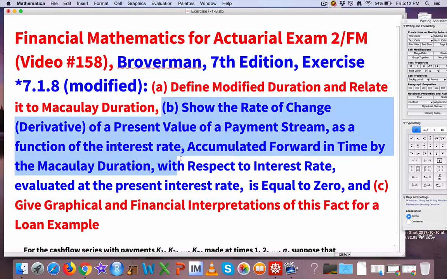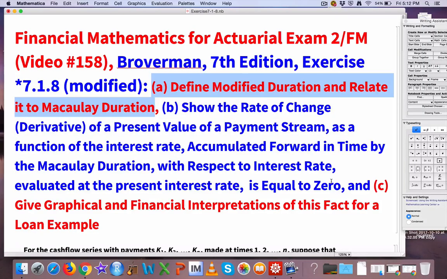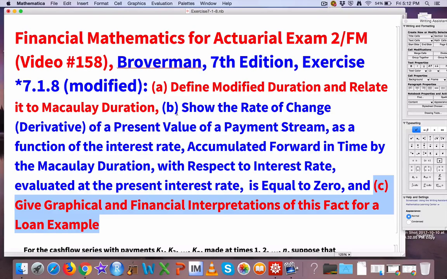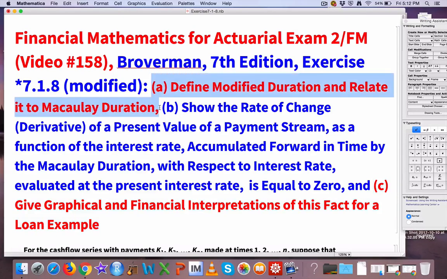It's part B that's really the only thing that you'll see in Broverman's book in the problem description, so I've added parts A and C here. But to do part B, we need to talk about a new concept, something called the modified duration, and we need to relate it to the Macaulay duration to help us do part B. We are going to be thinking about this in a different context. So far we've been talking about Macaulay duration mostly for bonds, but in this context we're going to talk about loans, and you're going to also want to think about this in terms of the lender.